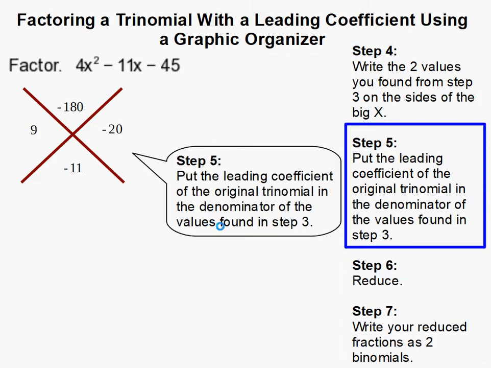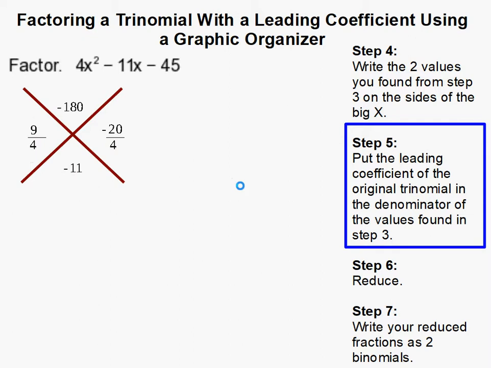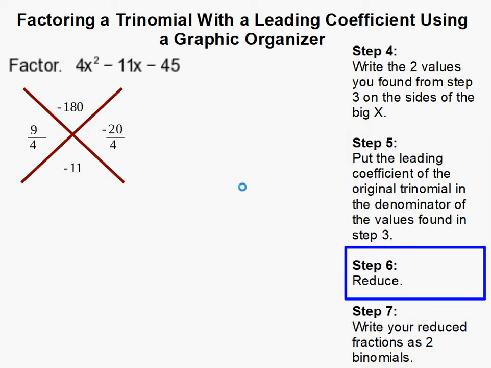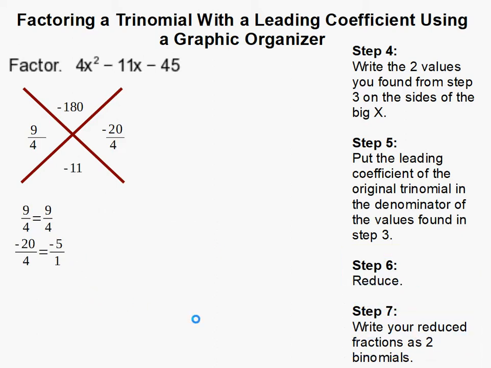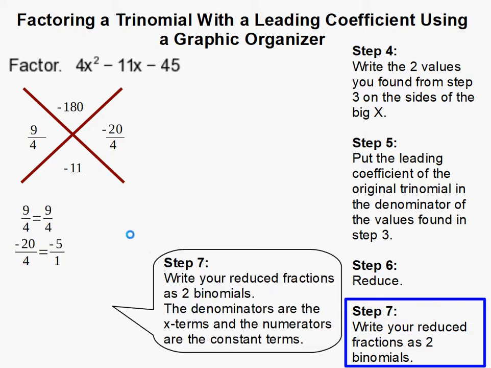Then we take our leading coefficient and put it in the denominator here. Next step, reduce if you can. Leave it as improper. This you can't reduce. That's super easy. This one you can reduce. Leave it as improper. Then we simply write it as two binomials that you multiply times each other. The denominators are the leading terms, or leading coefficients of the x terms, and then the numerators are the constant terms.